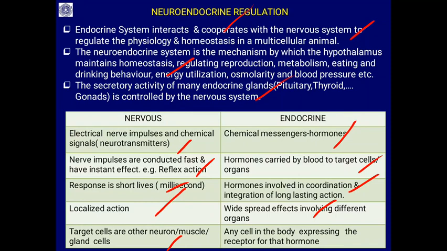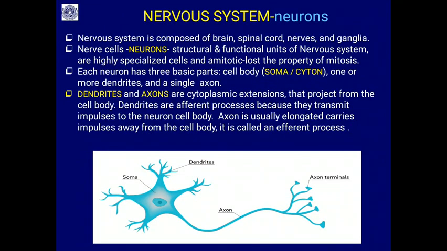Here, any cells in the body expressing the receptor on their surface for a particular hormone are going to be affected. So this is the difference between the nervous system and endocrine regulation.